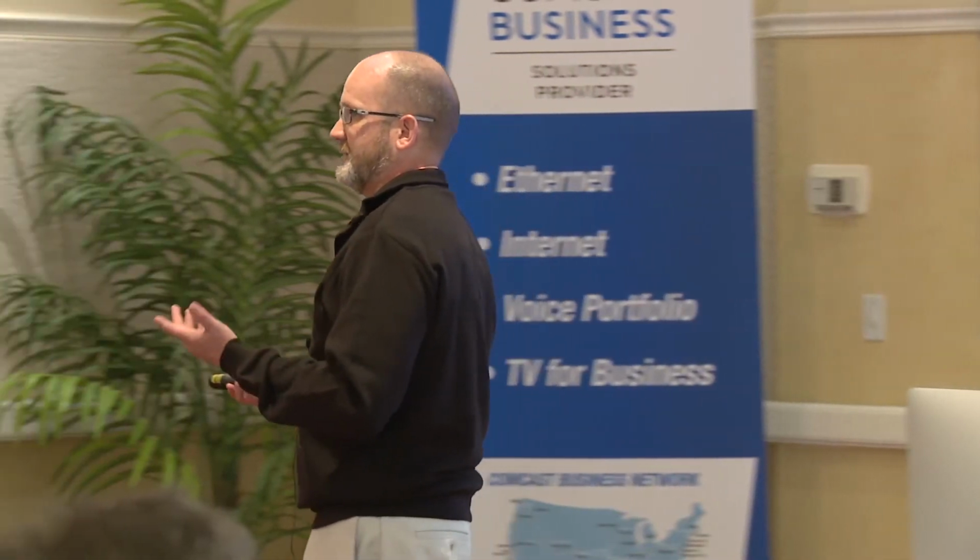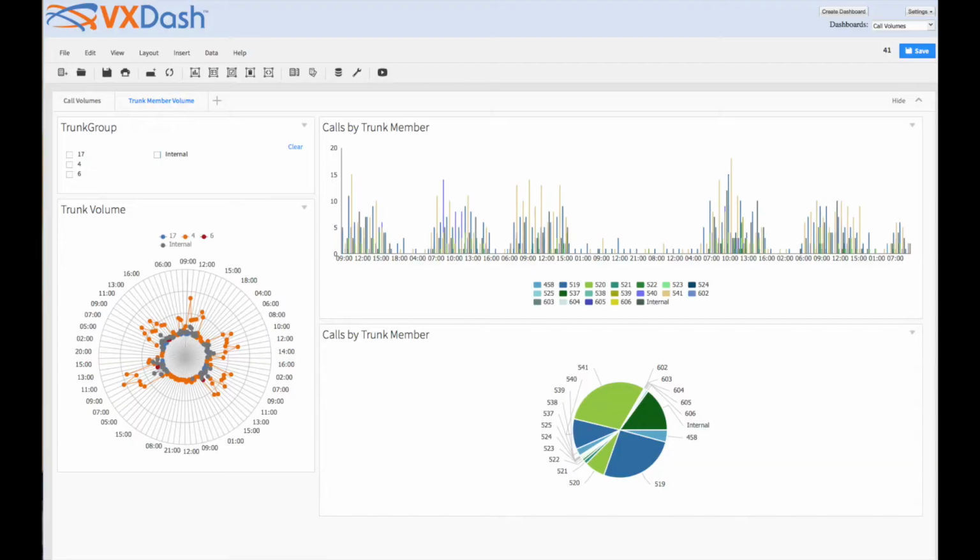Let's look at call volume. So this is information now that's coming out of VXTracker. Okay? VXTracker probably sits in the company's network, right? I don't have any direct access to it. Because I have VXTracker and I have VXPulse, I can send that data up to VXDash. So we can look at things like trunk utilization. And maybe I'm only interested in a single trunk, so the same kind of concept here. Maybe I'm really interested in this calls by trunk members.